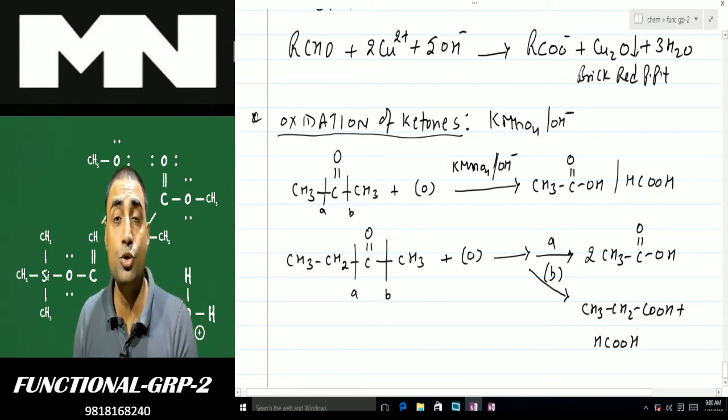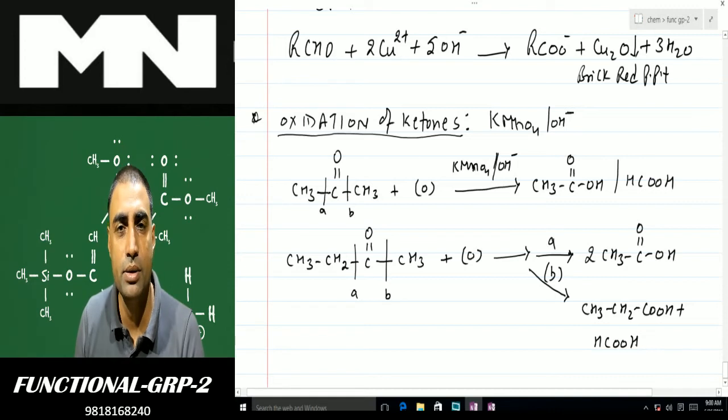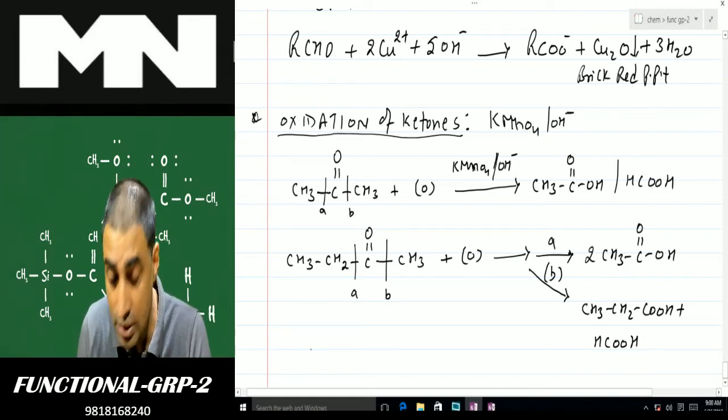Now the question comes to our mind, where will this bond break? Well, in that case, the oxidation of ketone is going to follow Popoff's rule.